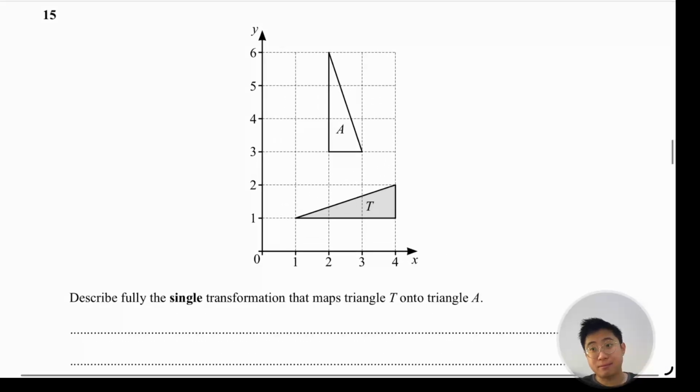Okay, 15. This is transformations. There's only 4 kinds, right? There's rotation. There is enlargement.